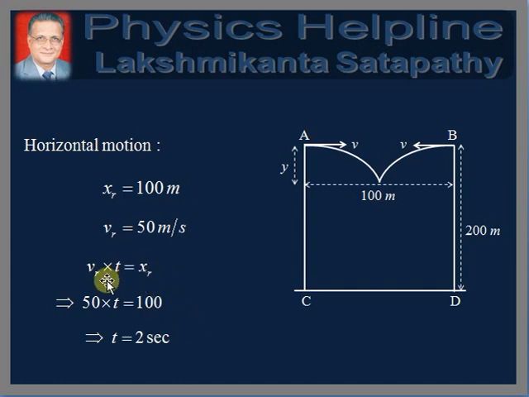Now since the horizontal motion is uniform, we can write velocity into time will give us the distance. Velocity in this case is Vr, which is equal to 50 meters per second. T we want to find out, and xr, the distance covered, is equal to 100 meters. Putting the values, we get 50 into t is equal to 100, which gives us t is equal to 2 seconds.